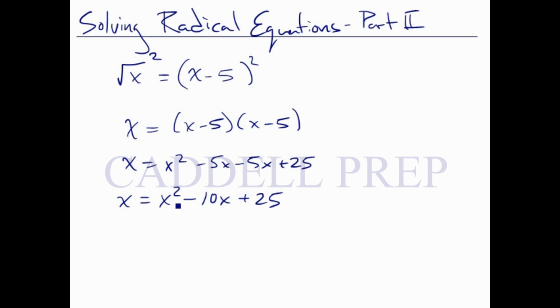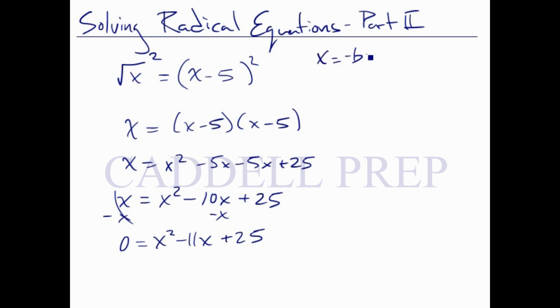Alright, since this has a squared in it, it's a quadratic. We want to get everything on one side and have one side equal to 0. So minus x: 0 equals x squared minus 11x plus 25. This does not factor, so let's use the quadratic equation to solve it.